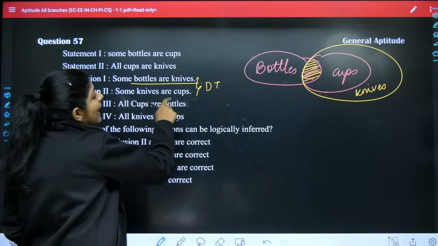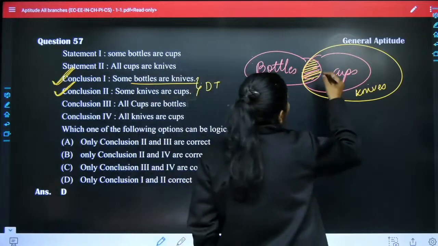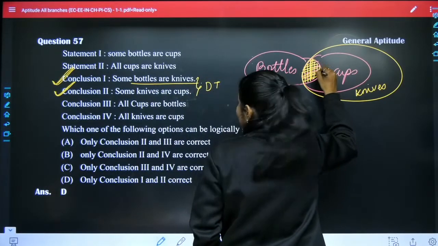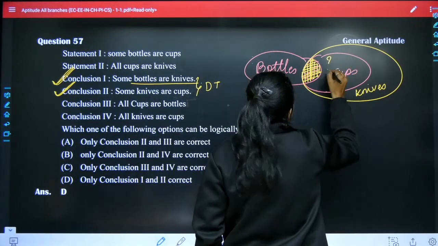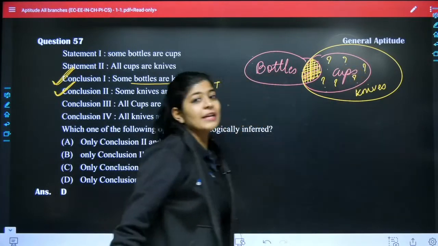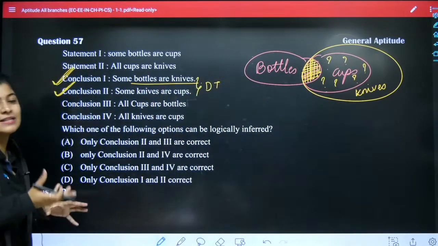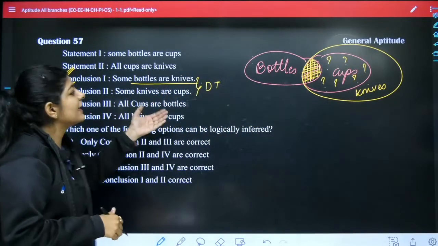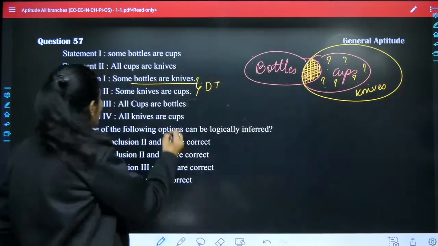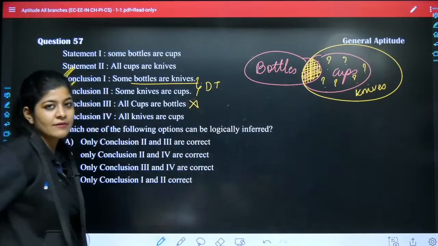All cups are bottles. We can only say about this part. We can't say about this part as there is no possibility. If there is a possibility, then we can consider it, but there is no possibility given and we can't say anything about the rest part of cups. So this option is eliminated. That means this is false.